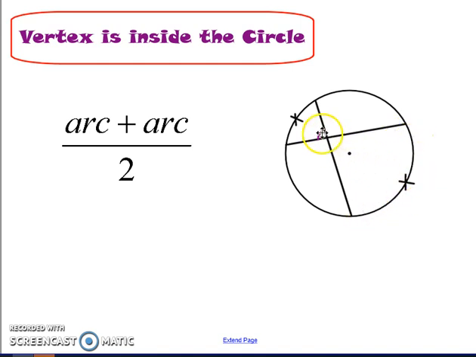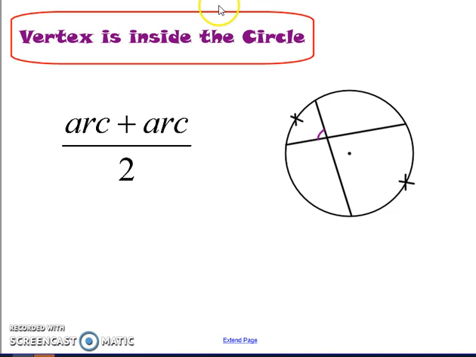So basically we have to share these. We're going to average our two arcs together to make the arcs equal. Because when we average something, we take some from the thing that's bigger and give it to the thing that's smaller so that they are the same size. And that'll allow us to have our vertical angles. What that really does is move our vertex back to the center of the circle.